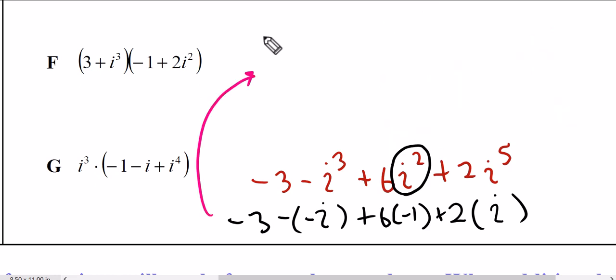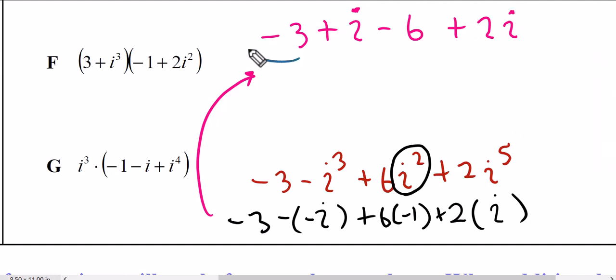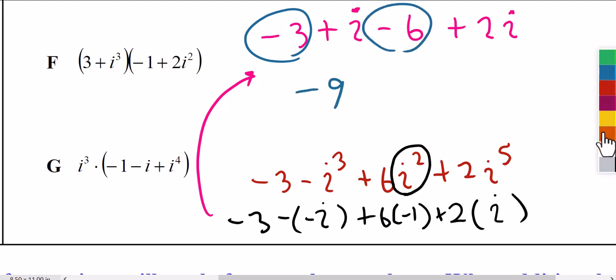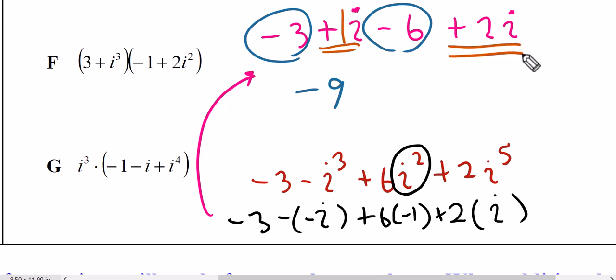So let's clean this up. That's a -3 plus i minus 6 plus 2i. You better be careful of those 2's and i's or you're going to be in trouble. -3 minus 6 is a -9. And then we have the plus 1i, plus 2i is plus 3i.